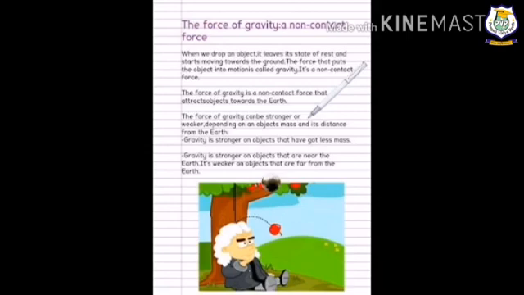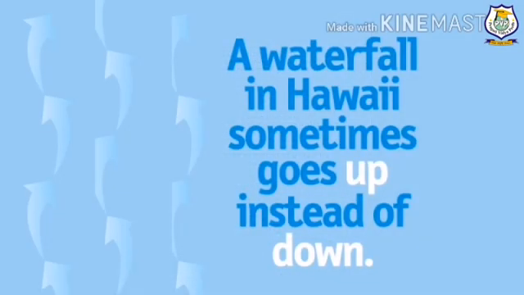The force of gravity is a non-contact force that attracts objects towards the earth. It can be stronger or weaker depending on an object's mass and its distance from the earth. Gravity is stronger on objects that have more mass. Gravity is stronger on objects that are near the earth. It's weaker on objects that are far from the earth. Now we will study one amazing fact: a waterfall in Hawaii sometimes goes up instead of down. Amazing, no?